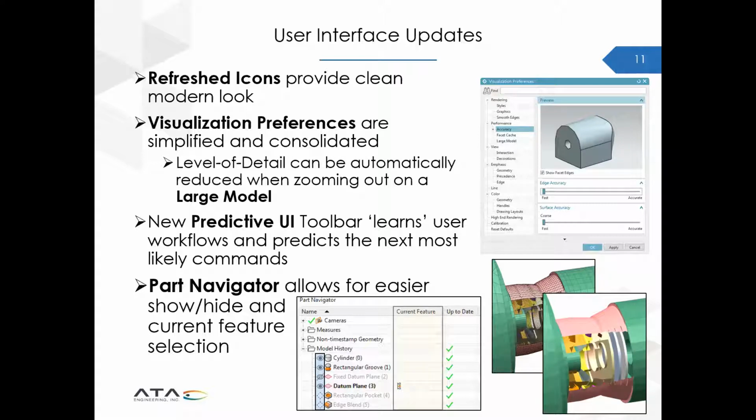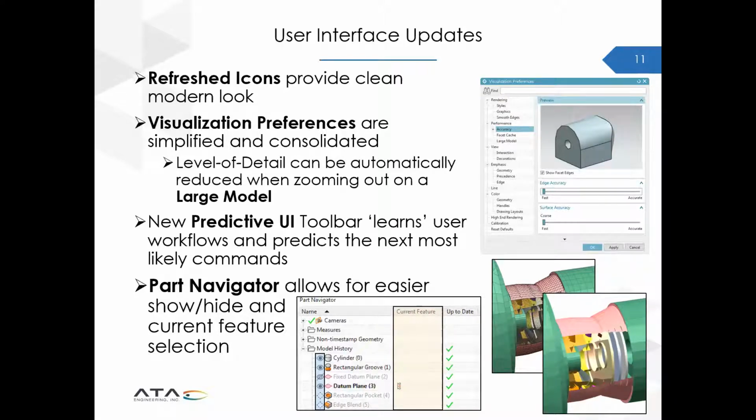The other new thing they've added is a current feature column. It's specified by this little icon. In this case, this datum plane is the current feature. It's like the model has been rolled back to that point. It makes it really easy just to go forward and backward in your model.